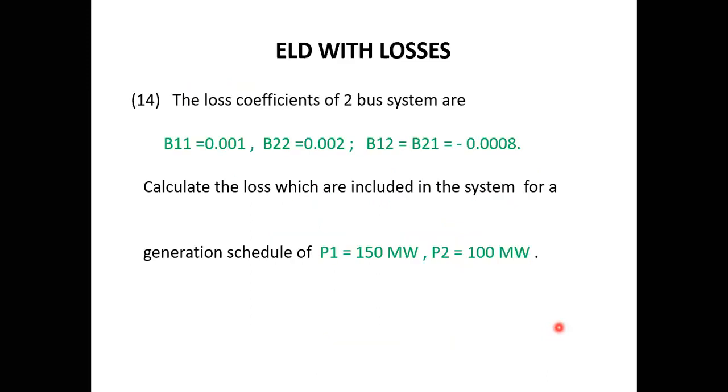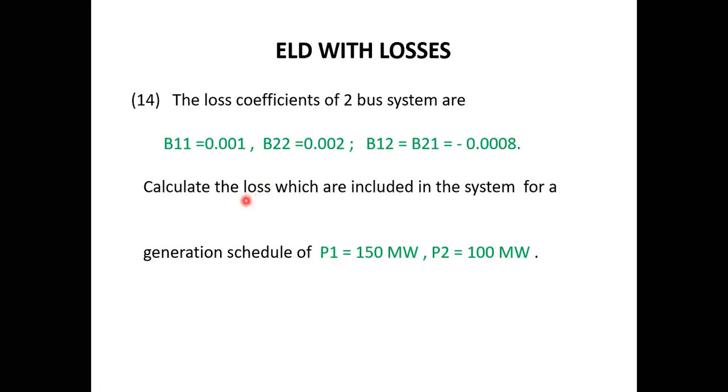So all of you look at this problem. The loss coefficients of a two bus system are B11, B22, B12 and B21. Calculate the loss which is included in the system for a given generation schedule of P1 equal to 150 megawatt and P2 equal to 100 megawatt. Here they have given loss coefficients and they have given the P1 value and P2 value. What we need to find out is the loss power.